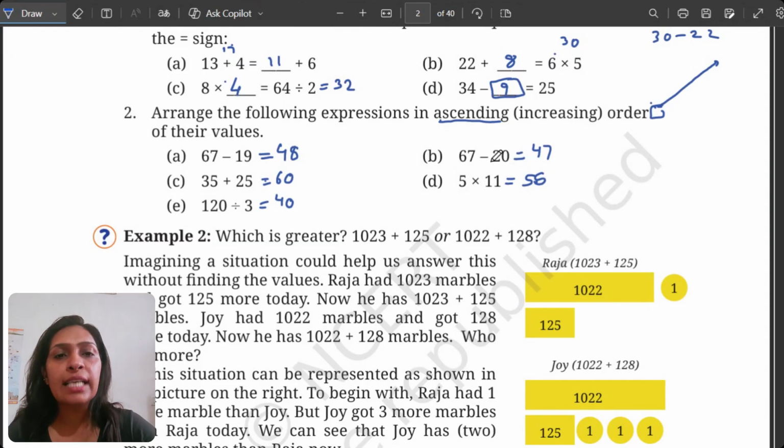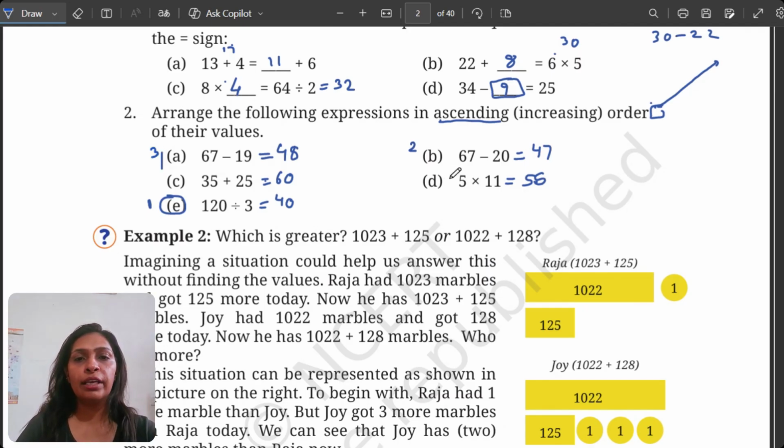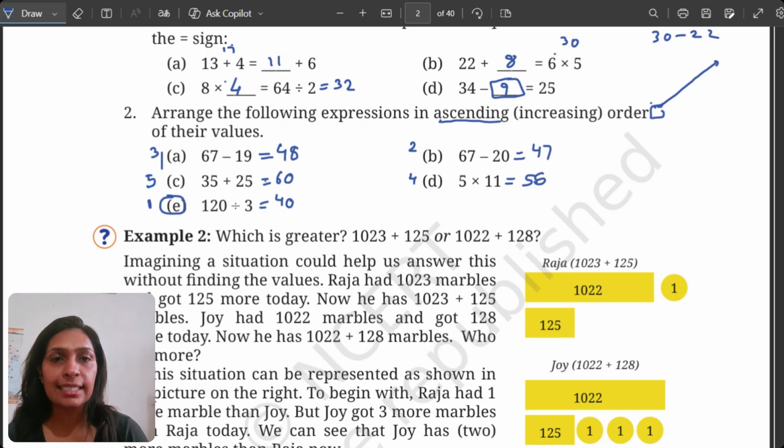So what we did is we calculated these values first, and then we simply need to arrange them in ascending order. So which is the smallest number here? It is 40. So this will come on number 1. Then we have 47, which is number 2. Then we have 48. So this is number 3. Then we have 55, number 4. And then we have number 5, that is C, that is 60.